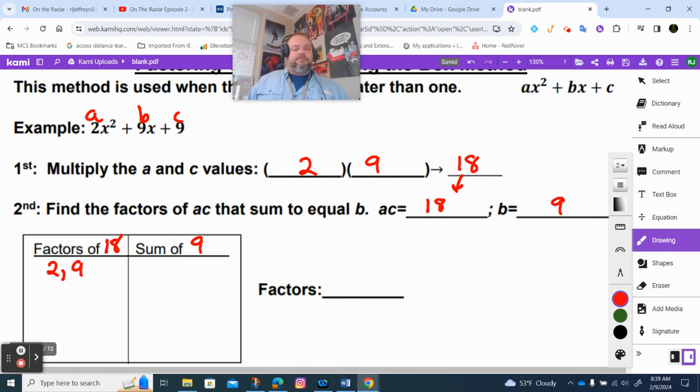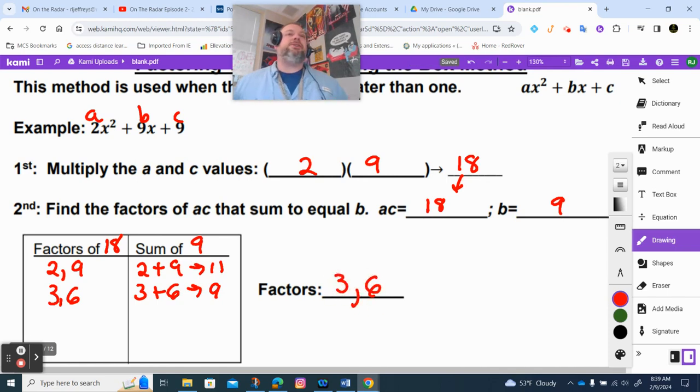3, 6. I know some of y'all probably already knew this, but I'm stepping this out just in case. All right. So here are our factors that we're going to use.